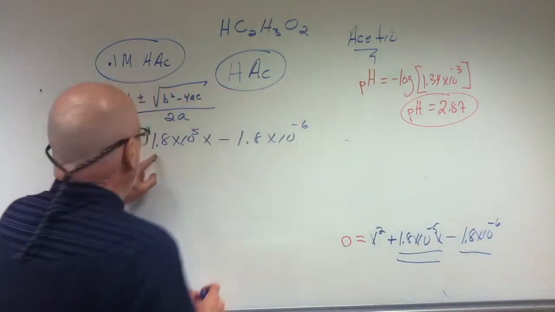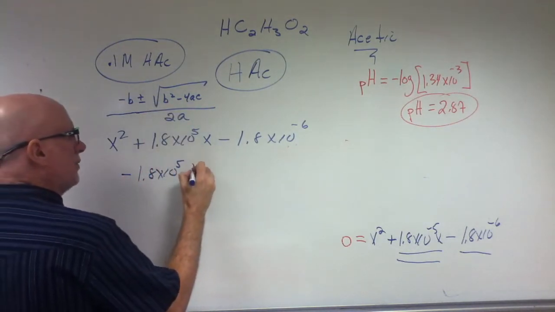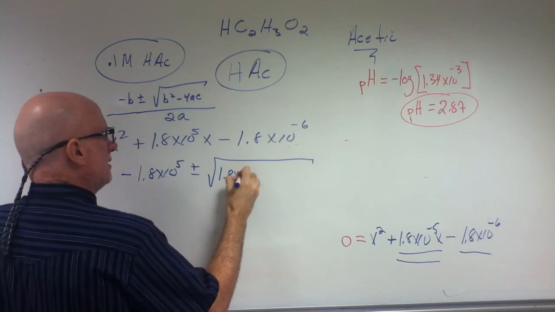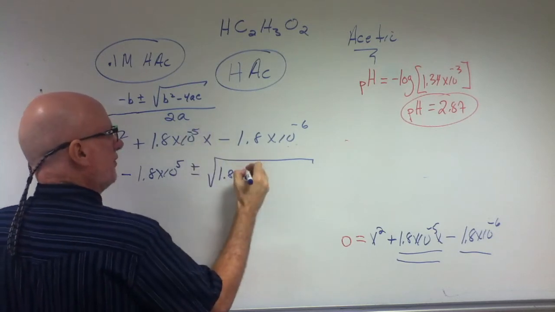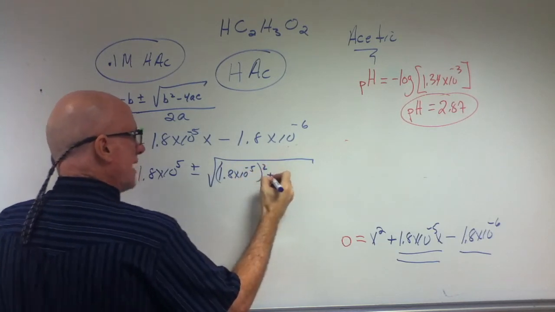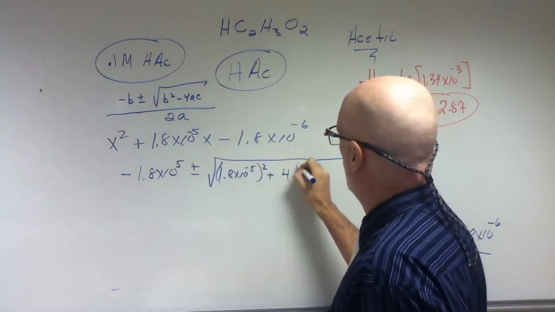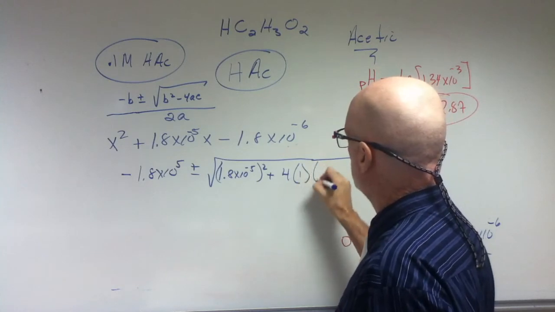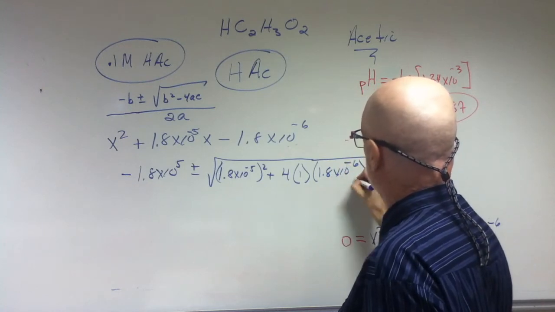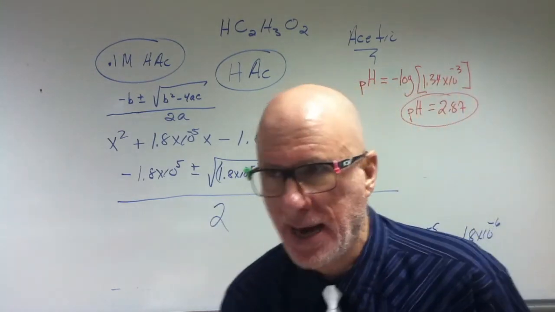So, negative b, plus or minus the square root of 1.8 times 10 to the negative fifth, squared, minus, it's actually plus, right? Because it's going to be plus, because that's negative. Plus 4a is 1, c is 1.8 times 10 to the negative sixth, over 2. All right? You okay? Yeah. All right, good.